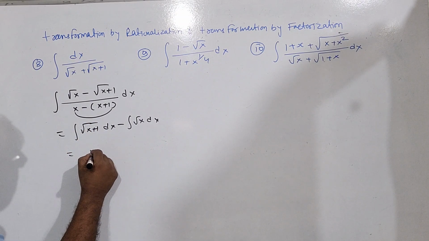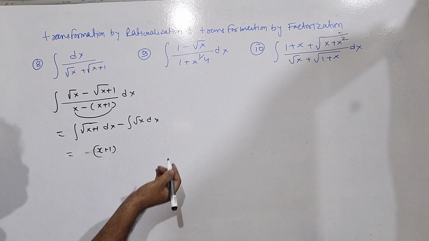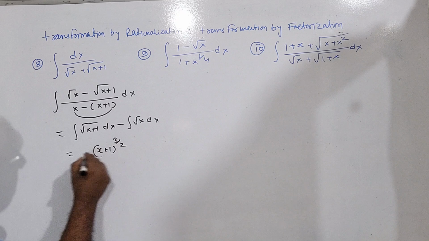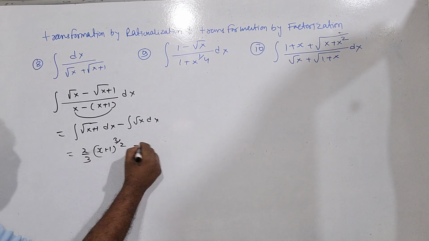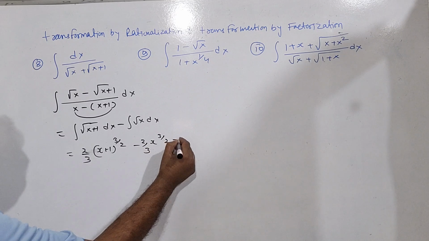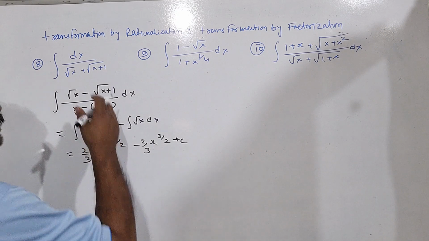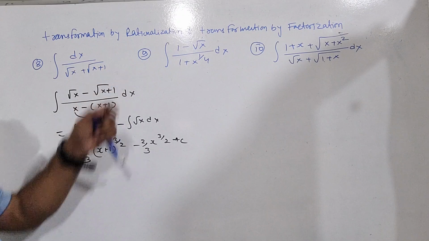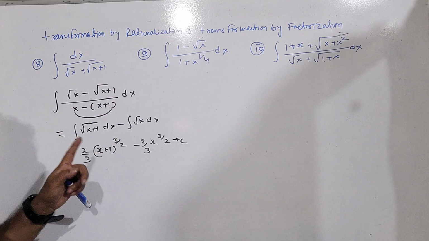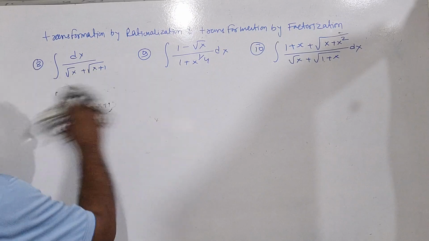So this is what: x plus 1 to the power 1 plus 1/2, that is 3/2, and multiplied by 2/3. This is x to the power 3/2 and multiplied by 2/3 and plus c. So this is the transformation using rationalization, correct? All those problems which depend upon the transformation by rationalization are quite simple, okay? So now coming to this one, this is important.